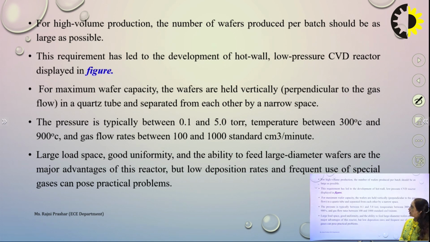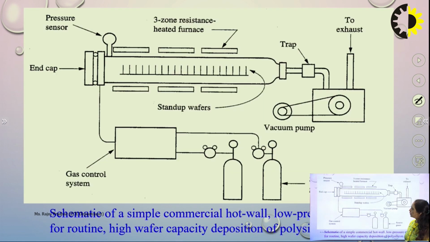For high volume production, the number of wafers produced per batch should be as large as possible. This led to the development of hot wall low pressure CVD reactors, which we are going to see in the upcoming slides. For the maximum wafer capacity, the wafers are held vertically, perpendicular to the gas flow, in quartz tubes. So here we have this chamber. Your wafers are placed vertically so that more wafers can be processed simultaneously, and here they are placed on a susceptor.